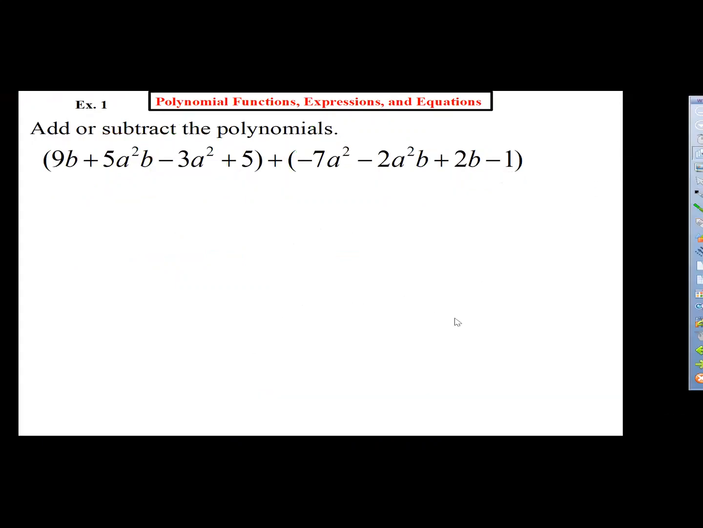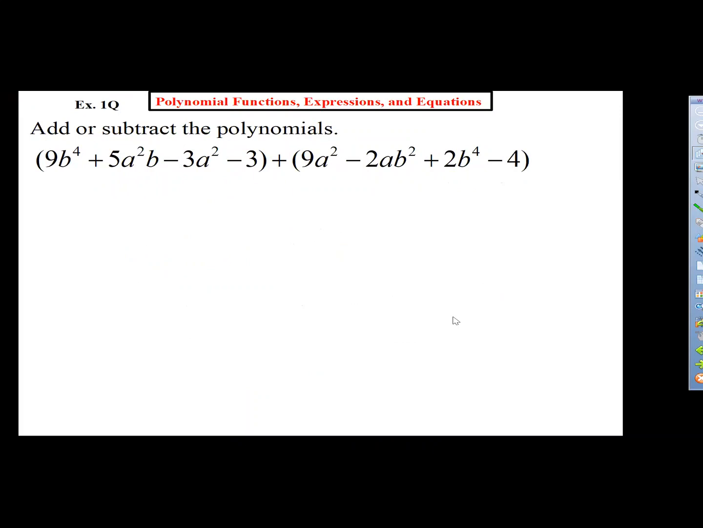Example 1Q. Copy this one. It reads: parentheses 9b to the 4th plus 5a squared b minus 3a squared minus 3, close parentheses, plus, open parentheses, 9a squared minus 2ab squared plus 2b to the 4th minus 4, close parentheses. Now on this one, I threw you a little curveball. See if you catch it. Don't say it out loud if you see it. Let people try and see if they can catch it. I'll give you some time for that. Ready, go.